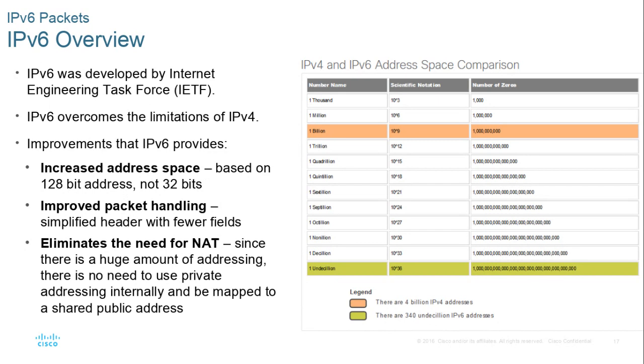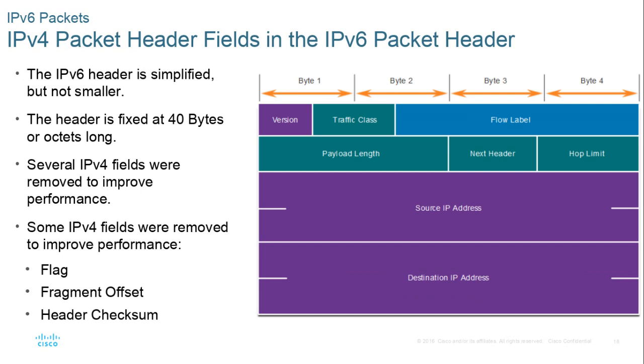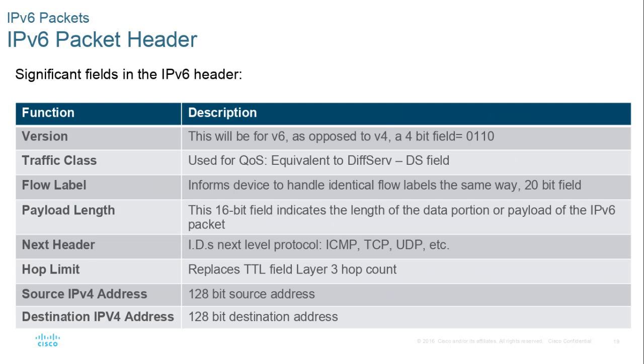The header doesn't have as many fields in it. It's easier to process. And there's no need to use network address translation because we have more than trillions and trillions and trillions of available addresses. So it's simplified. So it has a source address and destination address. And some of the IP version 4 stuff was removed to improve the performance.